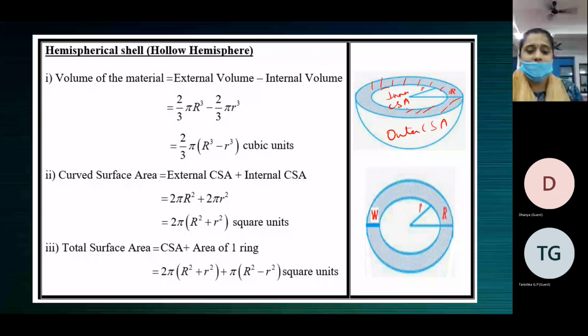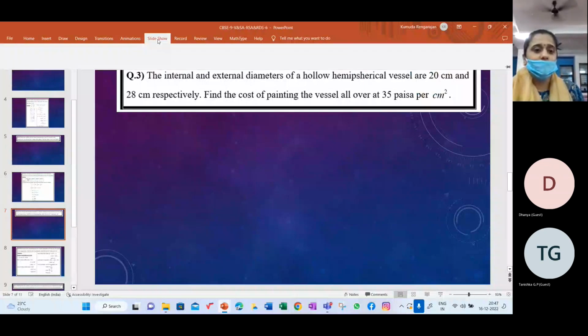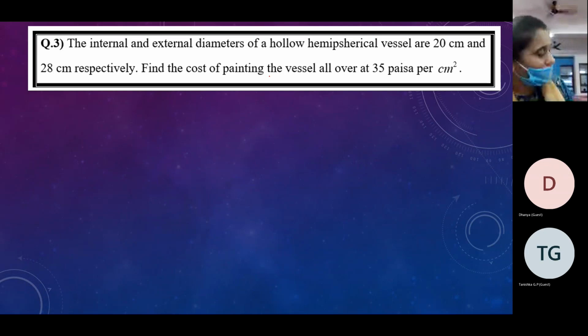Now coming back to that question. The internal and external diameters of a hollow hemispherical vessel are given to you. What we just saw is a hollow hemispherical vessel. Find the cost of painting the vessel all over, that is inner CSA, outer CSA, and the ring on the top, at the rate of 35 paise per centimeter square. So what should you do? You should find the inner CSA, the outer CSA, the area of the ring, add all three areas and multiply it with the rate to find the total cost.